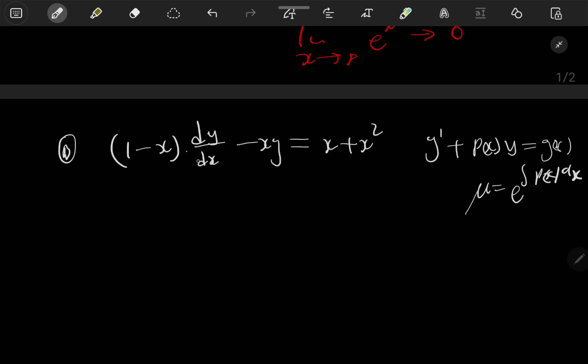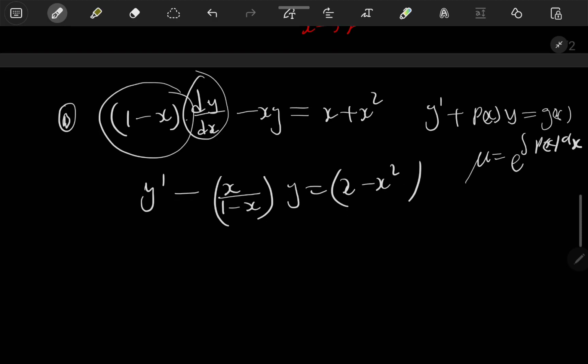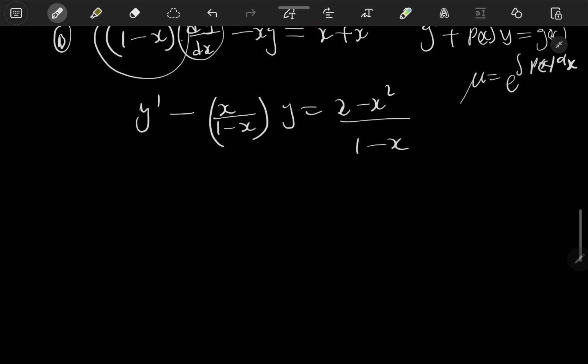In this case you see that our y prime is accompanied by something we don't like. So the first step is to take whatever is accompanying this and remove it. Then we have y prime minus x all over 1 minus x times y is equal to x minus x squared. So from here you see that now it's in a standard form, after dividing throughout by that term, which was 1 minus x, and that gives us our new p and our new g of x.